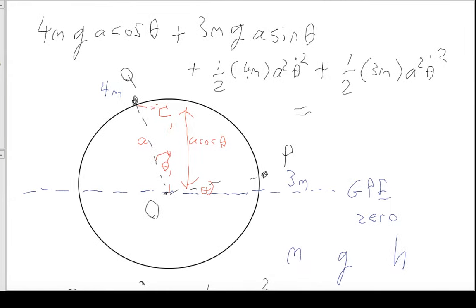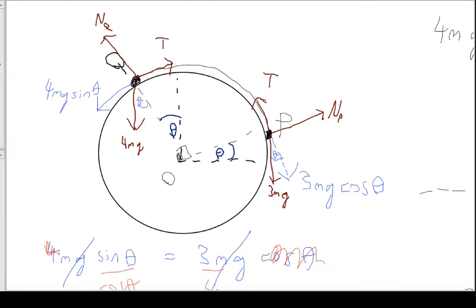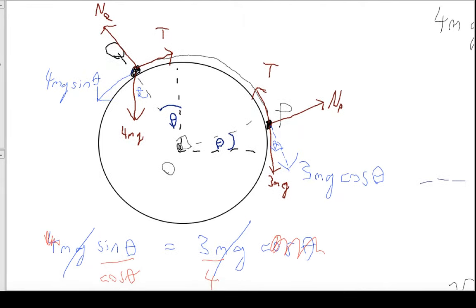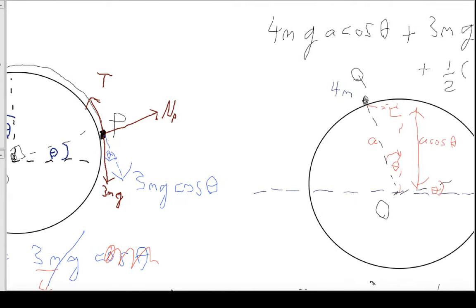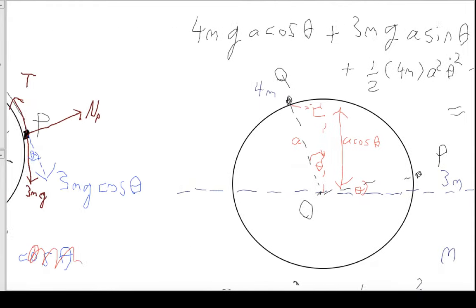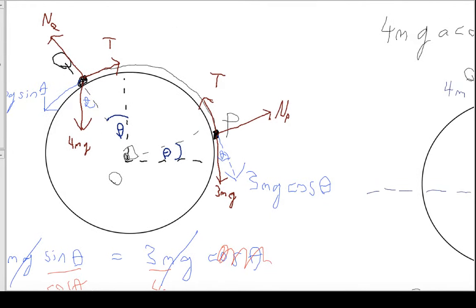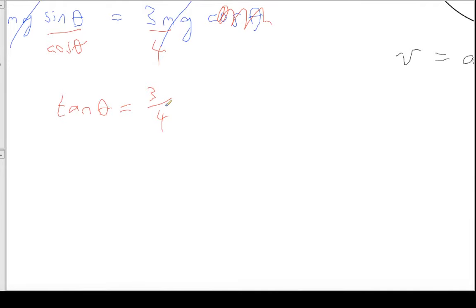Well, if you think about it, back here, we can use this, right? So at the start, they weren't moving, so they had no kinetic energy. The only energy in the system of beetles was gravitational potential energy. And we know the gravitational potential energy is 4 mga cos theta plus 3 mga sin theta, right? But we know the value of theta when they are in equilibrium is tan theta is 3/4.